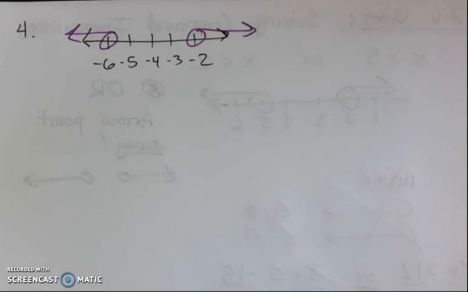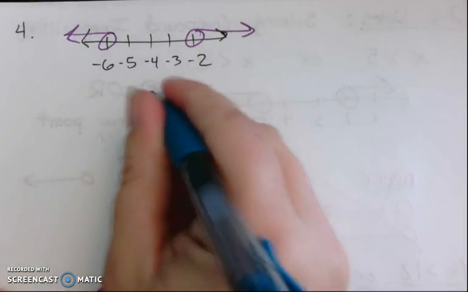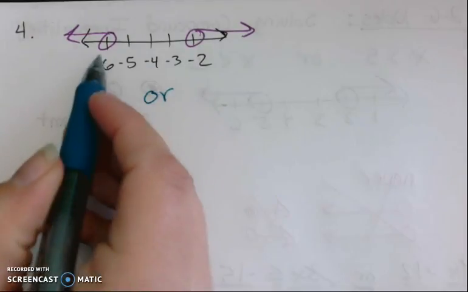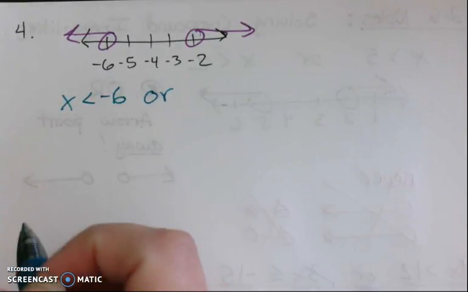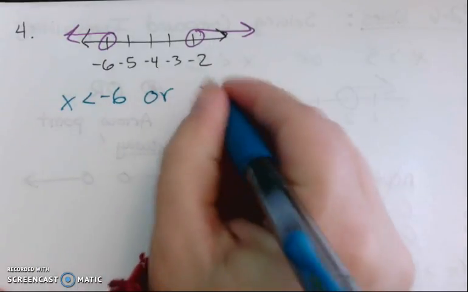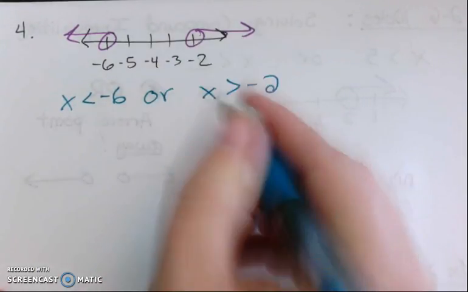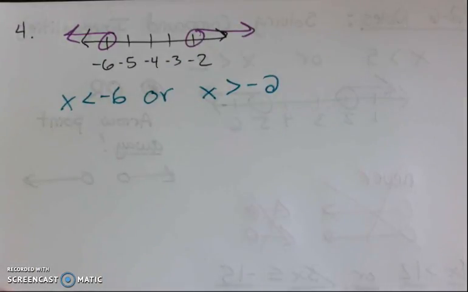Here's when I see they're pointing away from each other. I know it's going to be an or situation. So looking at this one, x is less than negative 6. It's not filled in, so I don't put the line underneath. This one, x is greater than negative 2. And again, it's not filled in, so I don't put the line underneath. So there's our inequality. All right, next we're going to look at the other type of compound inequalities.